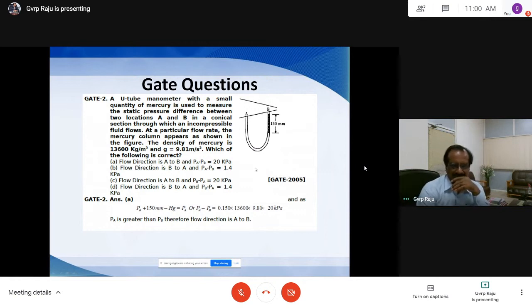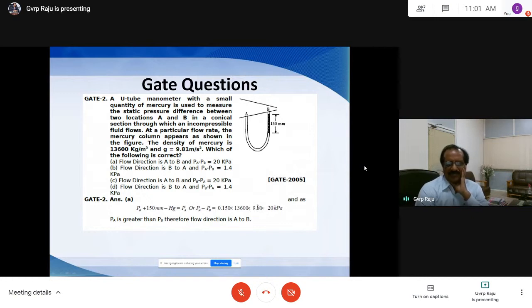And a simple equation. We can straight away take PA minus PB. We have a difference here of 0.15. 150 mm is equal to 0.15 meters. And he has given the specific weight 13,600, so 13,600 into 9.81 to convert into the SI system.